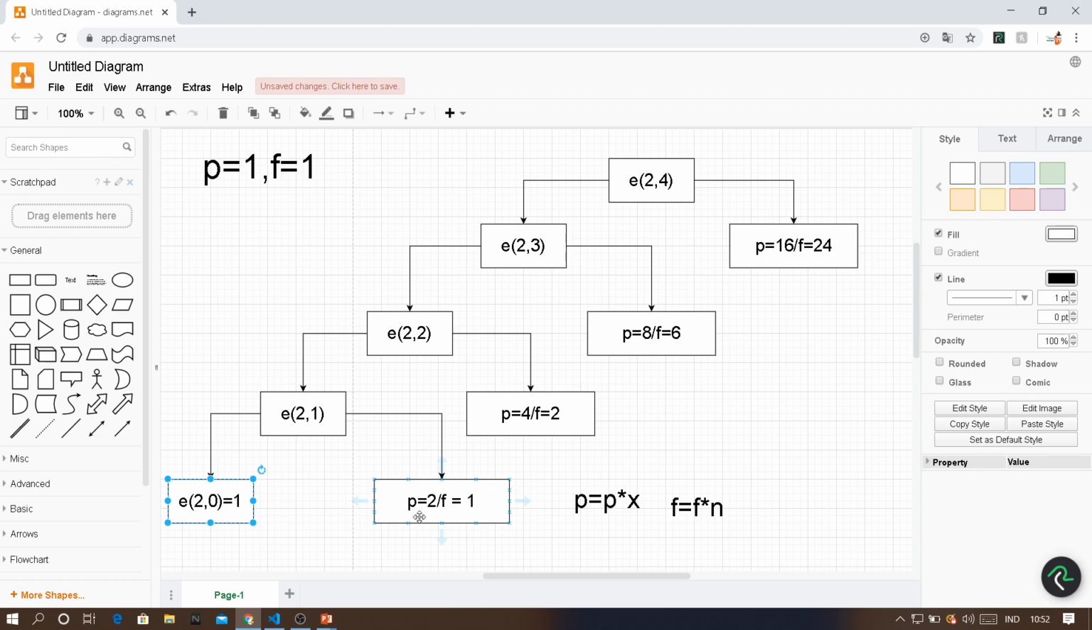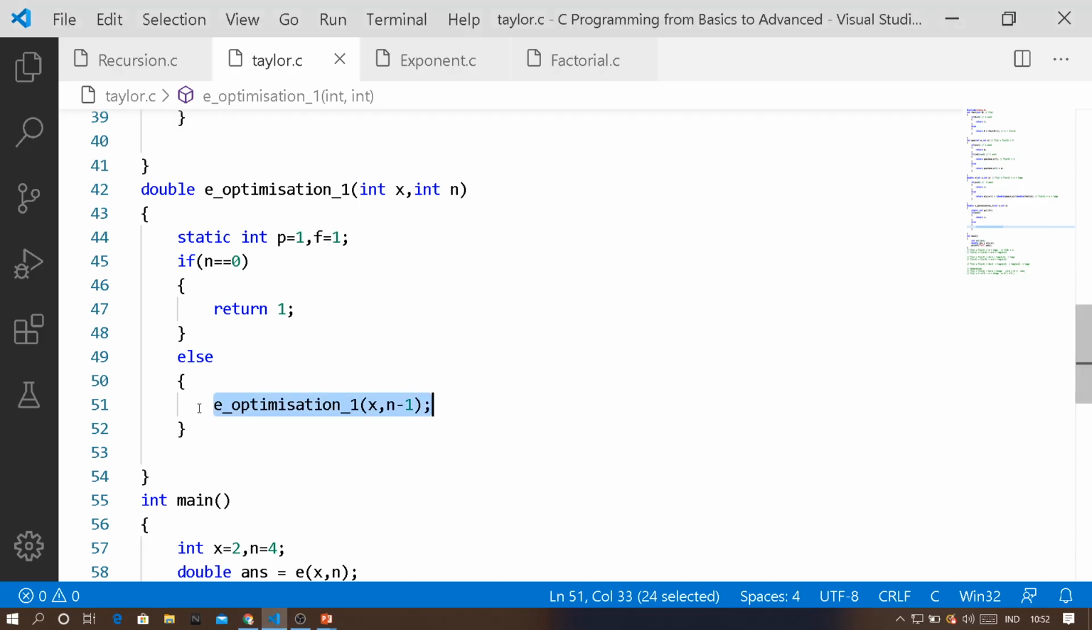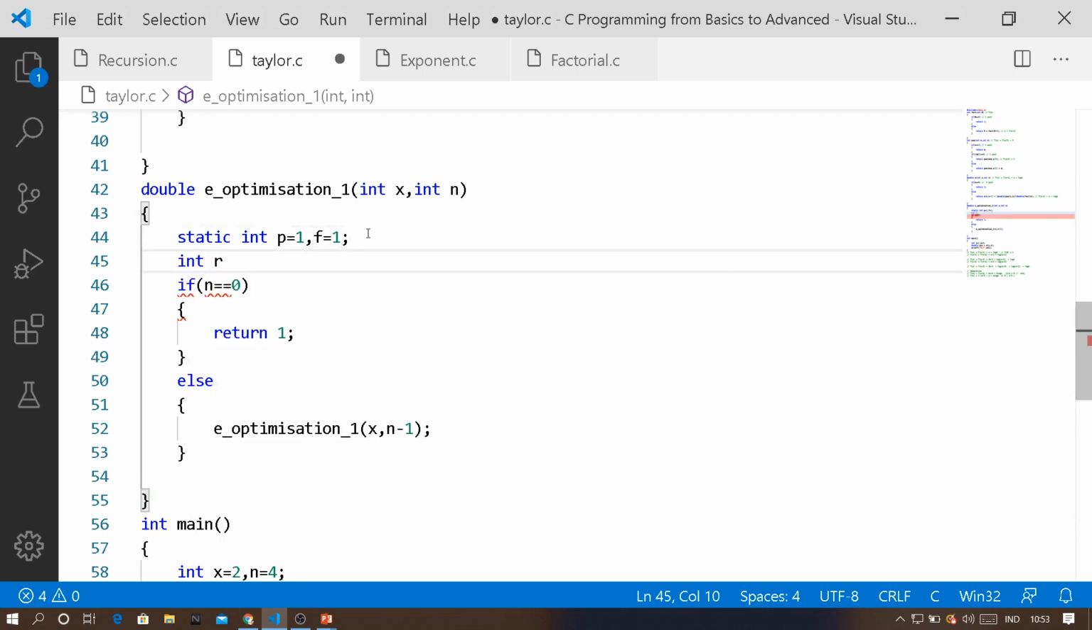Okay, power of 2 comma 1 divided by factorial of 1. So we should be dividing both of these and adding it with the resultant answer. So it is very important to store the answer of the recursion call which is returned for it. Now we are going to introduce a variable called r, which is not a static variable, a normal variable.